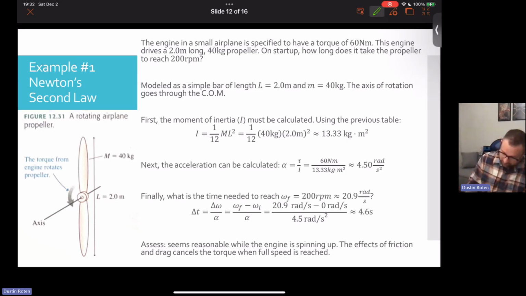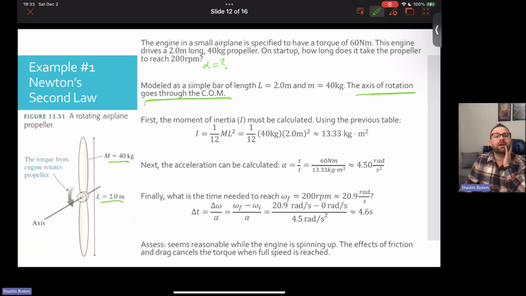That sounds like some acceleration problem, right? Because we're going from rest to some sort of angular velocity. Sounds like angular acceleration to me. As always, I have everything drawn out. I cheat because I use diagrams that are already made, but I do have everything drawn out and labeled. So we have this 40 kilogram mass, and then the length of it is 2 meters. From here, note that the axis goes through the center of mass, so that's going to make things a little easier.